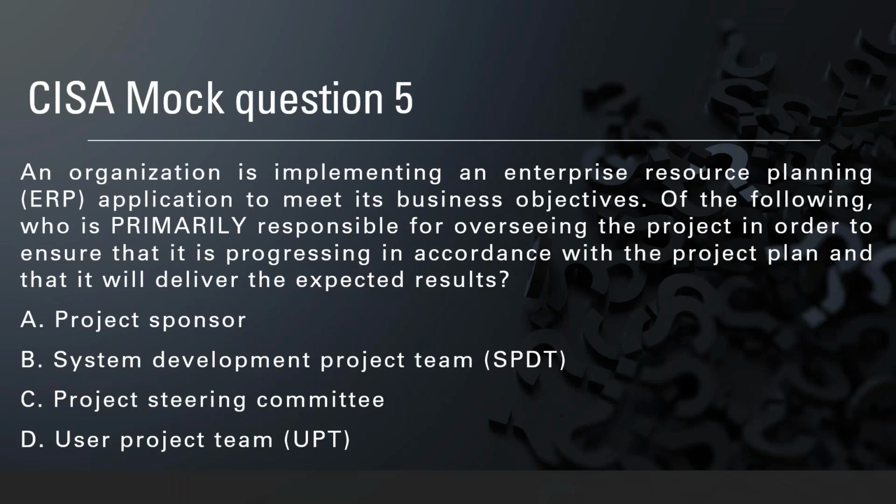An organization is implementing an ERP application to meet its business objective. Who is responsible for overseeing a project in order to ensure that the project is progressing in accordance with the project plan and will be delivering the expected results? Project sponsor, SDPT, System Development Project Team, Project Steering Committee, User Project Team.